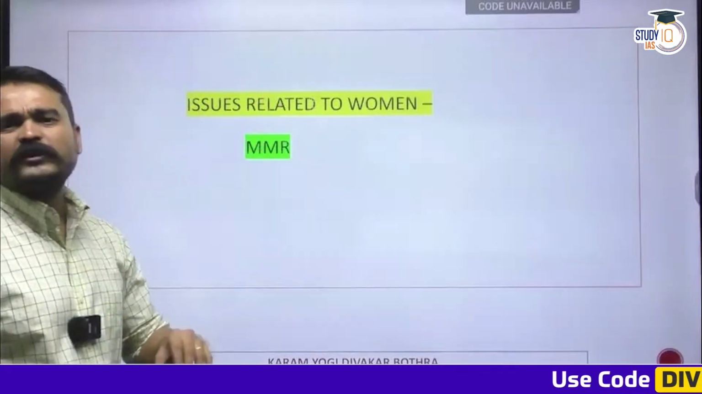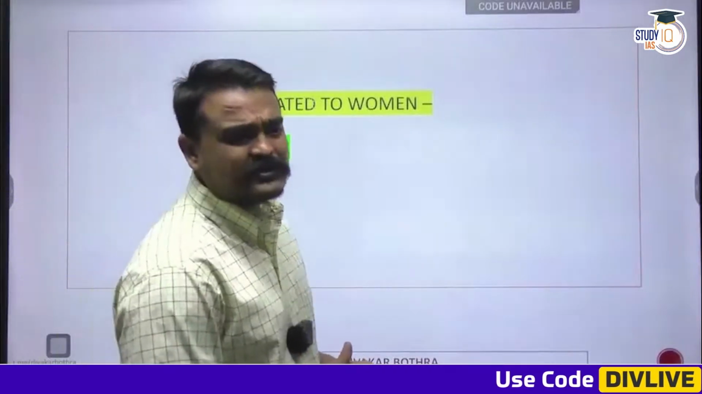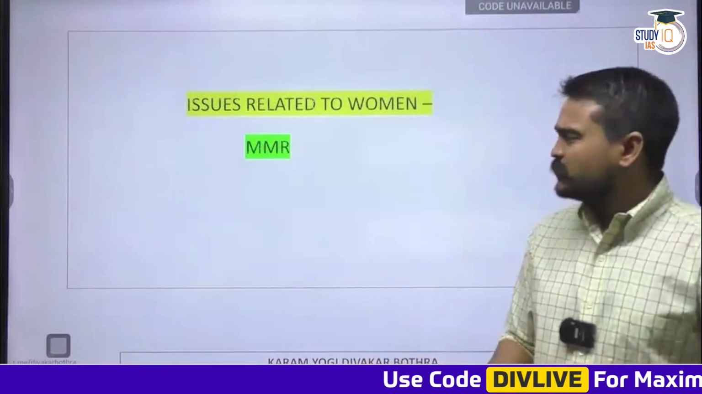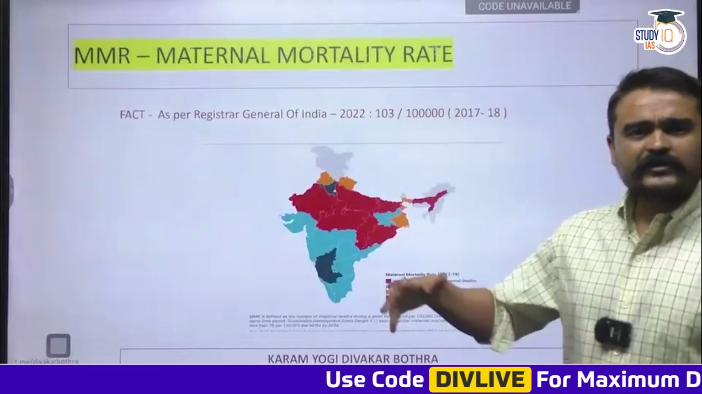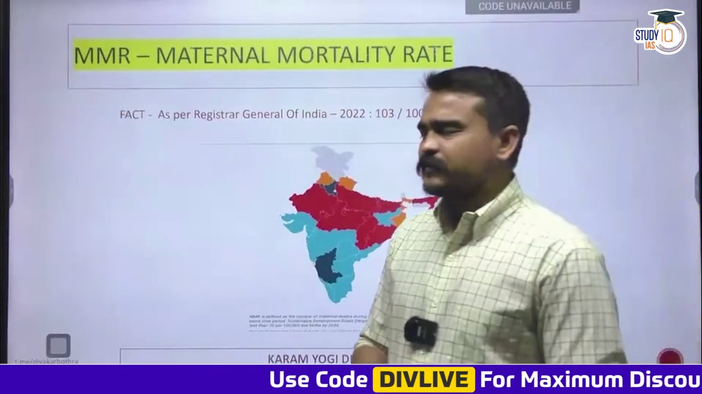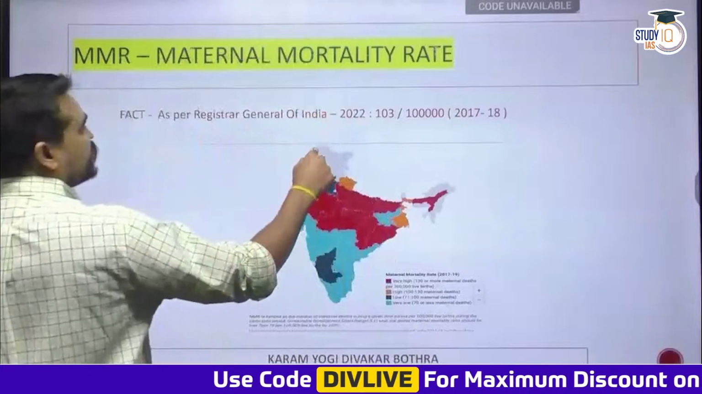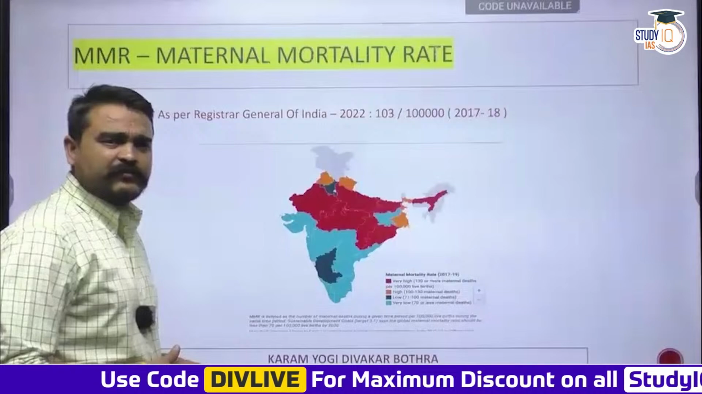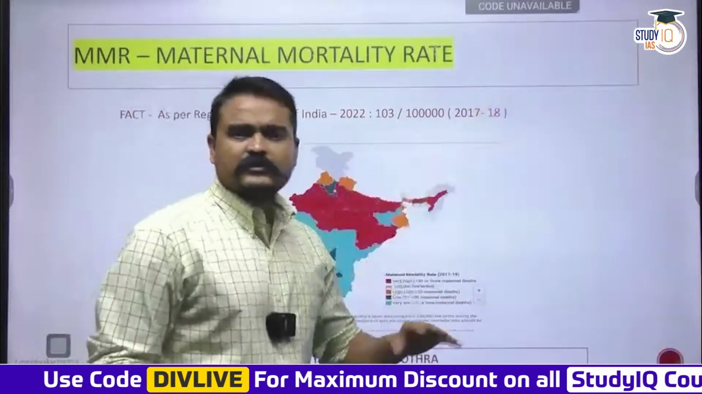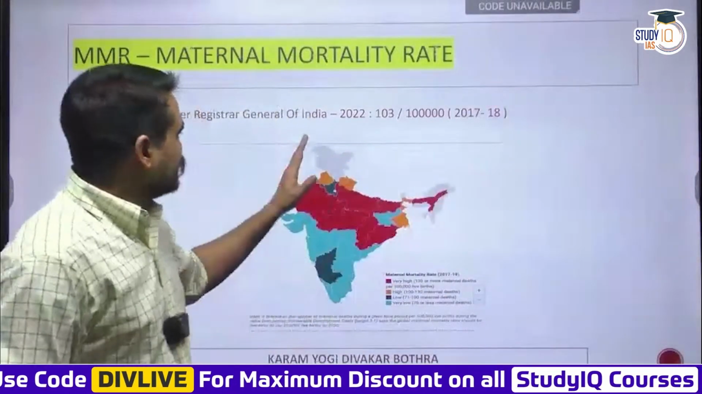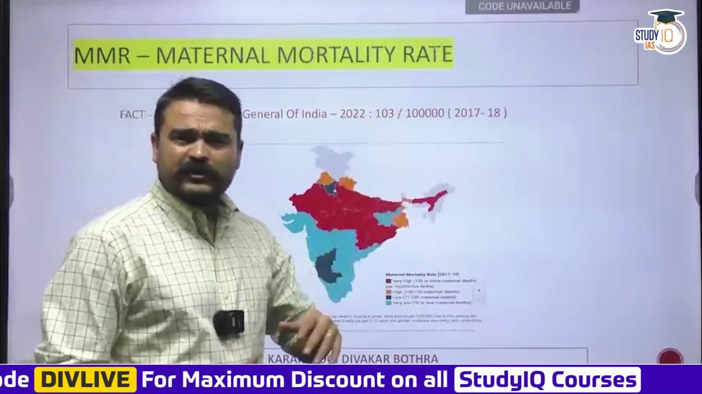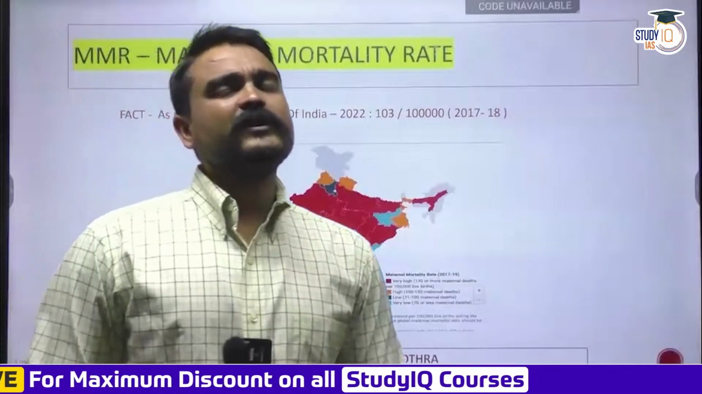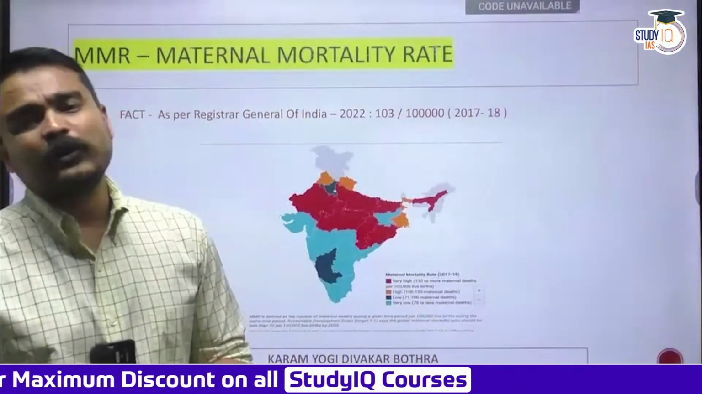Now, some issues related to women which have been in the news for the past few years. Maternal mortality rate. What is maternal mortality rate? As per the fact, this is taken from a newspaper. As per the Registrar General of India 2022 fact, 103 women lose their life out of 1 lakh. This is 2017-18 data of the Registrar General, disclosed in 2022, which says that the maternal mortality rate in India is 103 per 1 lakh women.